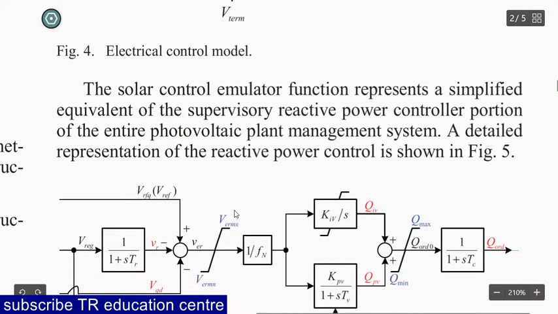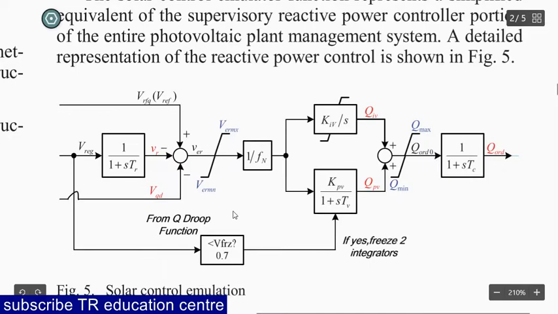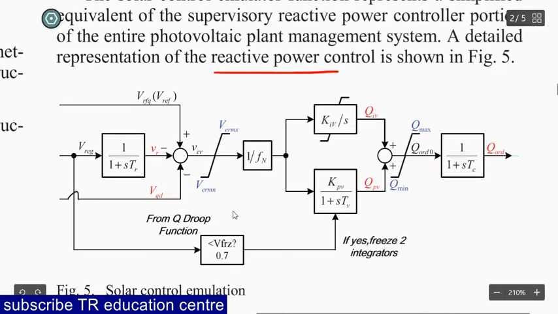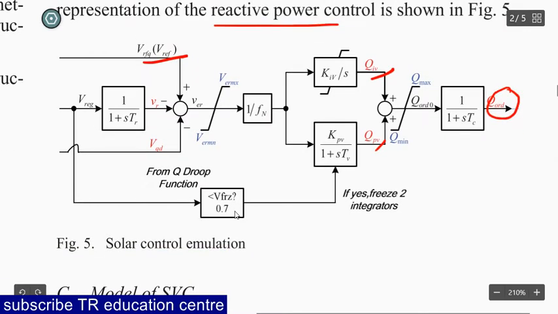This solar control emulator function represents a simplified equivalent of the supervisory reactive power control portion of the entire photovoltaic plant management system. A detailed representation of reactive power control is shown in the figure. Reactive power control. So this is the detailed representation of reactive power control we reference here: Q reactive power, active power, Q minimum, Q maximum, and Q in order, and this is used for integration.